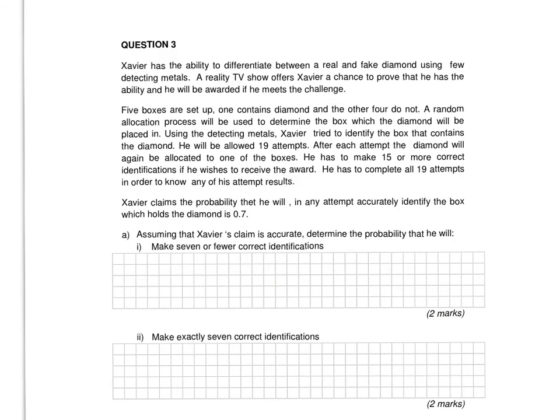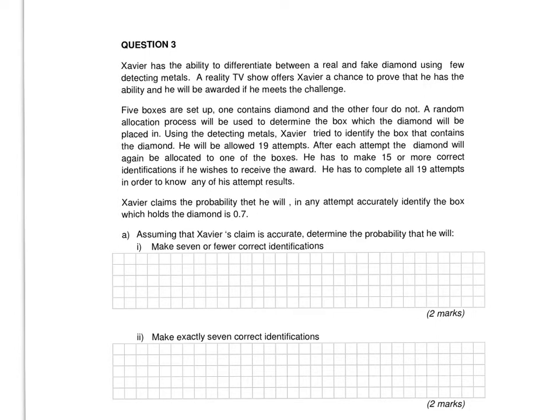Question 3. This question is a probability question where Xavier is to prove that he has the ability to differentiate between real and fake diamonds using few detecting metals. To test this, 5 boxes were set up, 1 containing diamonds and the other 4 do not. As such, the probability of obtaining a box with diamonds is 1/5. He is to determine the box that contains the diamond.